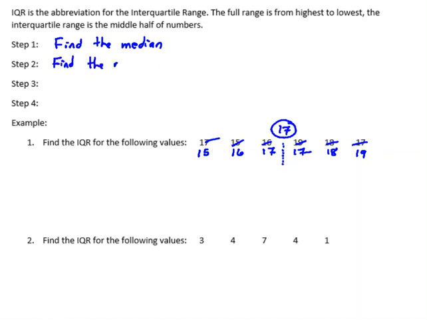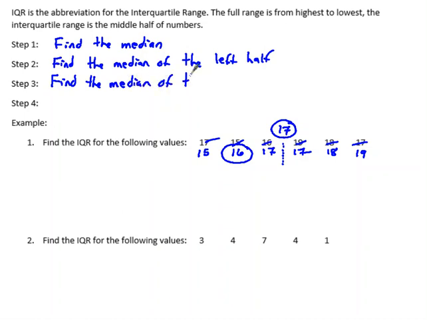Now we're going to find the median of the left half. So what's left here? We've got 15, 16, and 17. What would be the middle of just this half over here would be the 16. And we're going to find the median of the right half. So again, we've got 3 numbers, 17, 18, 19. The middle one is the 18.